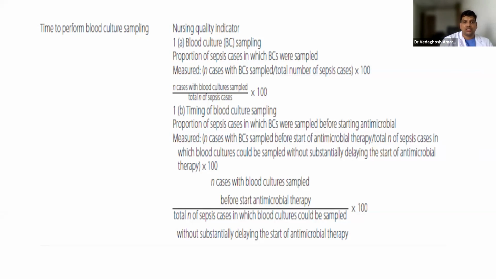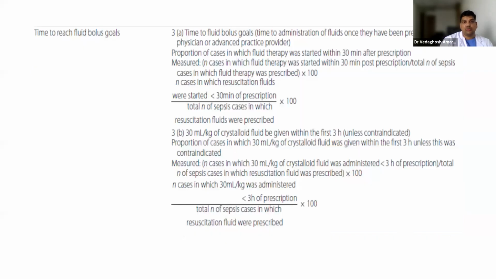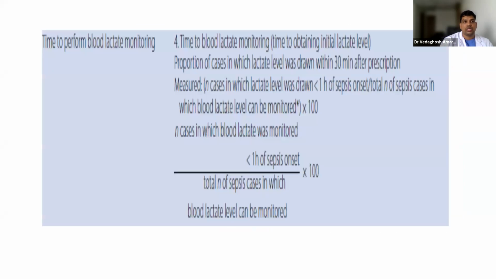And timing of blood culture, as we discussed, starting antimicrobial within 1 hour and removing the culture as early as possible can also be a nurse quality indicator. And time to start antimicrobial therapy. They say the proportion of cases in which antibiotic therapy was started within 30 minutes after prescription is also an important quality indicator. And time to reach fluid bolus, as we discussed, fluid bolus within 30 minutes after prescription and 30 ml per kg of crystalloid fluid should be given within the first 3 hours. These two are also important quality indicators.